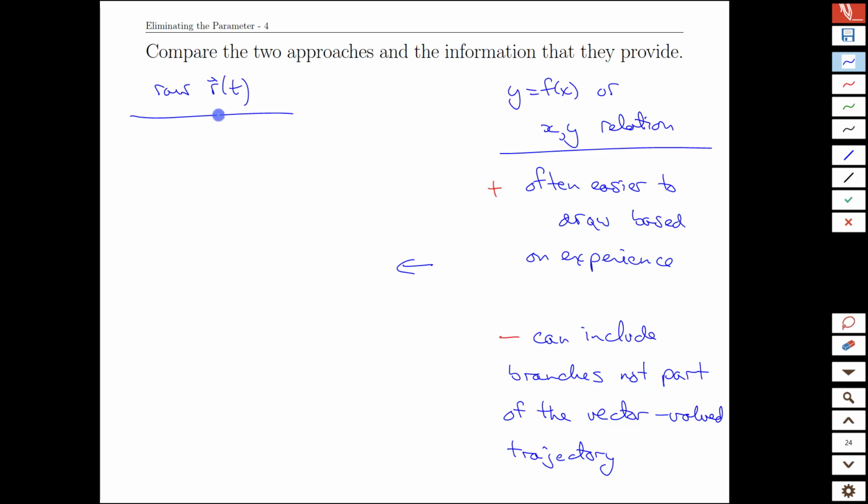It's often harder to sketch the r of t. Having a table of values is probably the most systematic way to approach it, but it explicitly does include the branches and only the branches of the function that we actually traverse with the trajectory of the vector valued function or parametrized curve.